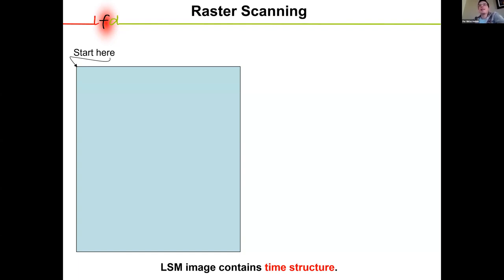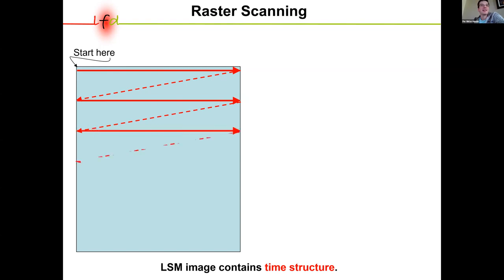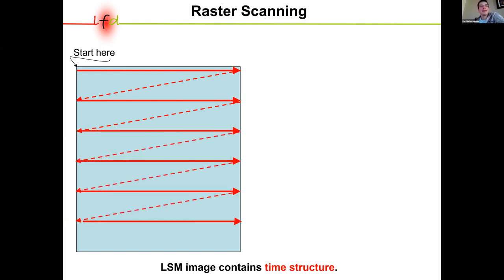So here's just an illustration of the scanning process. We start at some origin, and then we scan a line, raster it pixel by pixel. Then the laser jumps back to the origin, not the origin to the left, but one line down, and then we scan the next line, and so on and so forth, to in the end get one full image. And then we go back to the origin to scan the next image of the same region of interest.